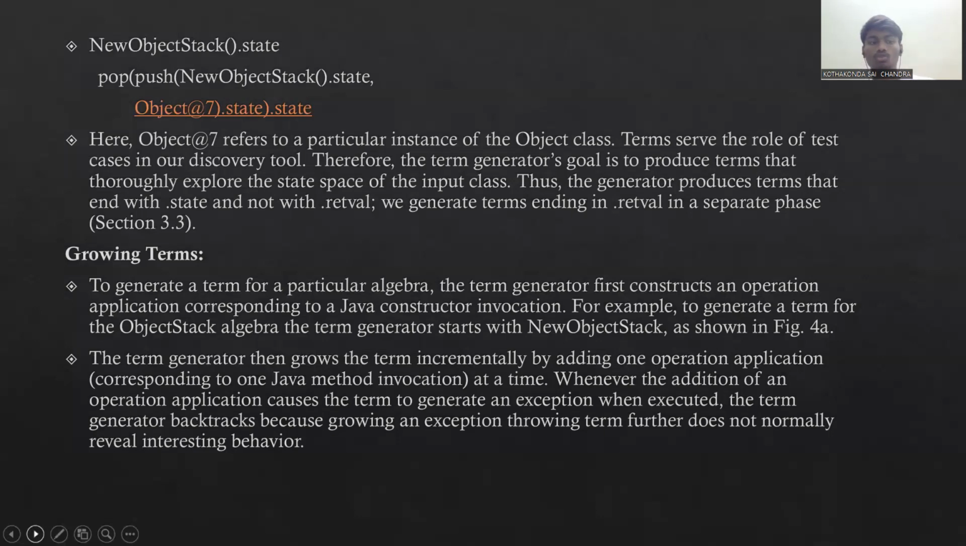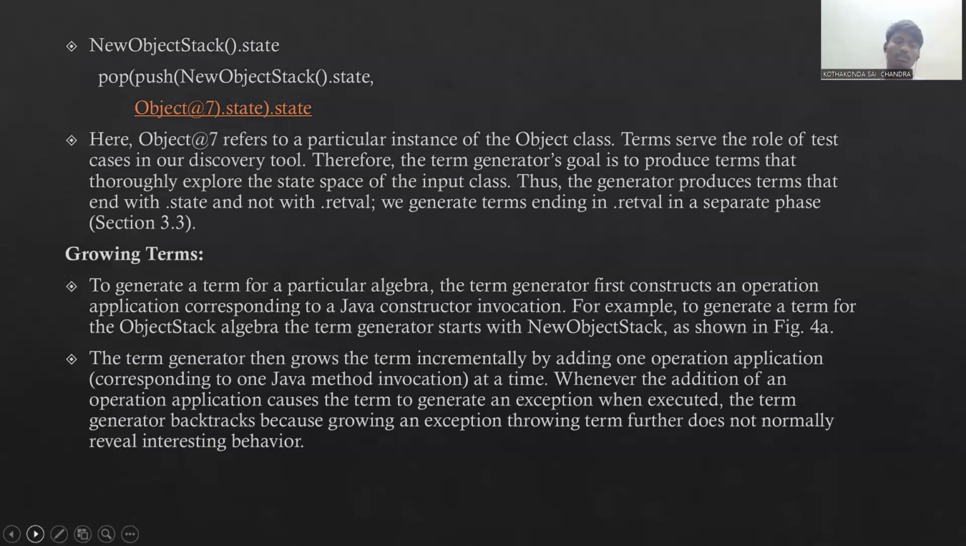Terms serve the role of test cases in our discovery tool. Therefore, the term generator's goal is to produce terms that truly explore the state space of the input class. Thus, the generator produces terms that end with a .state and not with a .retrieval. We generate terms ending in .retrieval in a separate space.